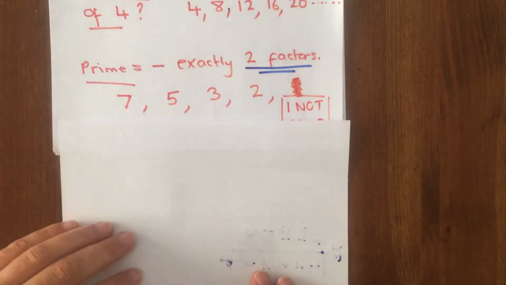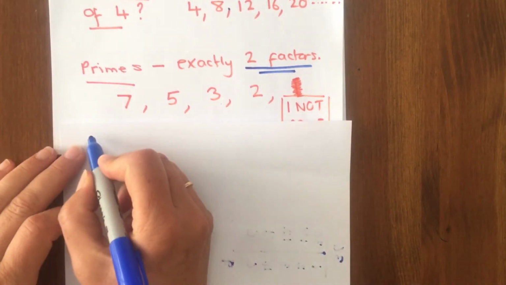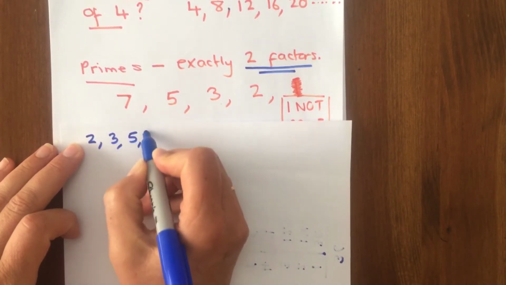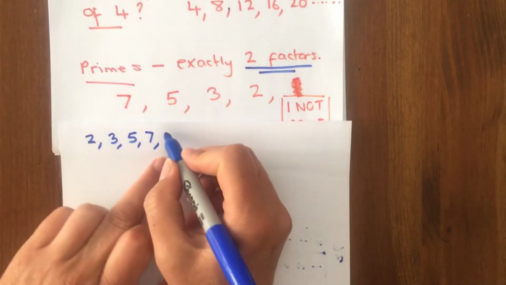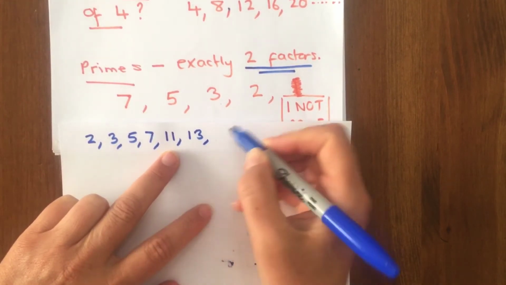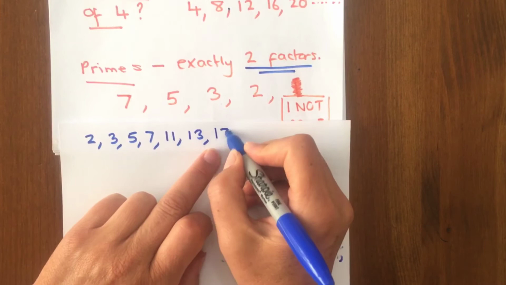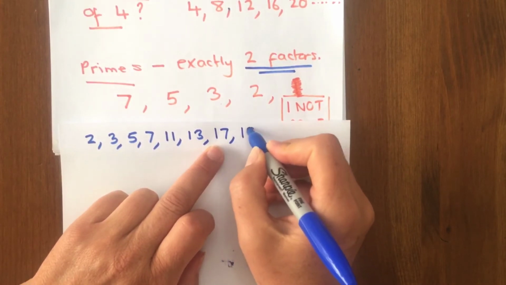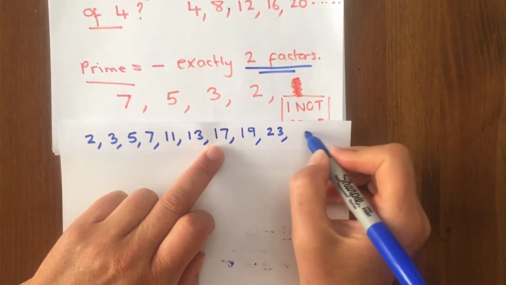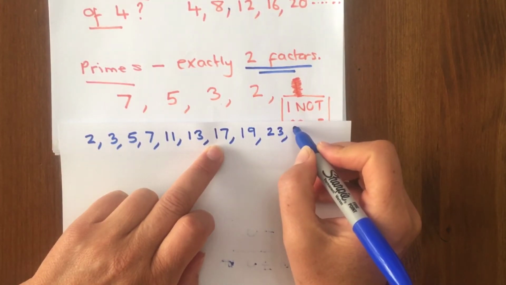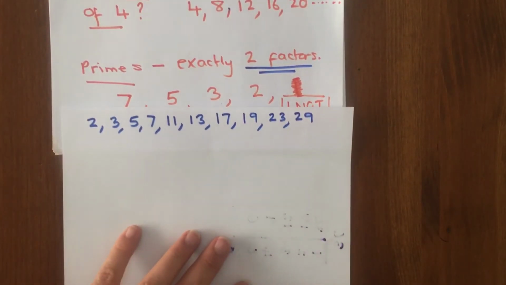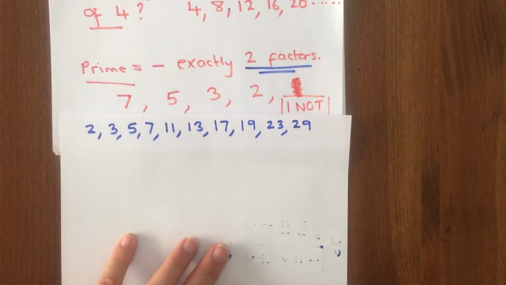Let's write them down. Okay, I have got 2, 3, 5, 7. 9 is not prime. 11, 13, 15 is not prime. It's only the odd numbers now, isn't it? 17, 19, 21 not prime. 23, 25 not prime. 27, no, 9 times 3, 29. There you go. That's the list of all the prime numbers between 1 and 30.